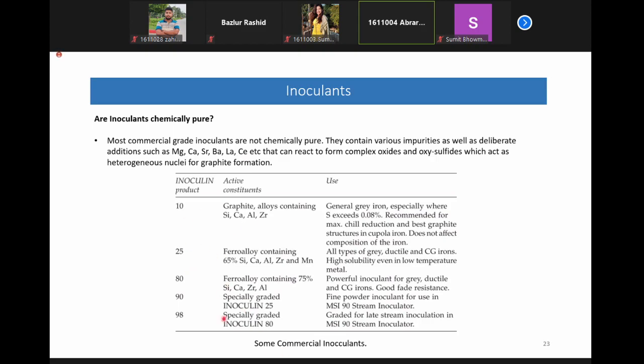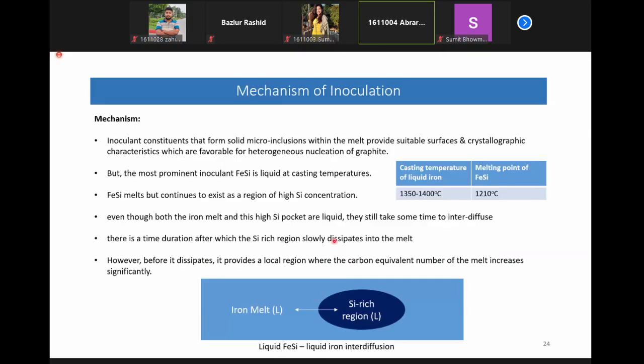These are grades, and basically what you can see here is that even though the main substance is the ferroalloy with silicon, there are also varying amounts of other elements added to it. Now we'll talk about the mechanism of inoculation.